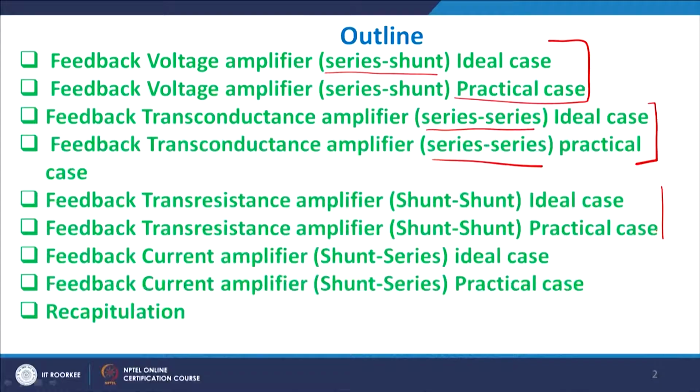In the second case, when you take a practical amplifier, we assume that there is a loading effect coming into the picture. So we have all four amplifiers: voltage amplifier, current amplifier, transconductance amplifier and transresistance amplifier, for the ideal case as well as for the real cases. So let us look at the feedback voltage amplifier.